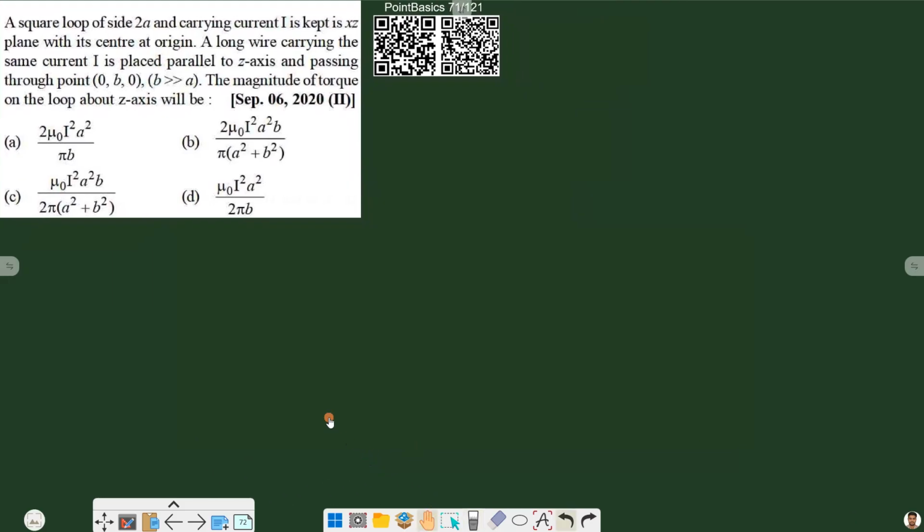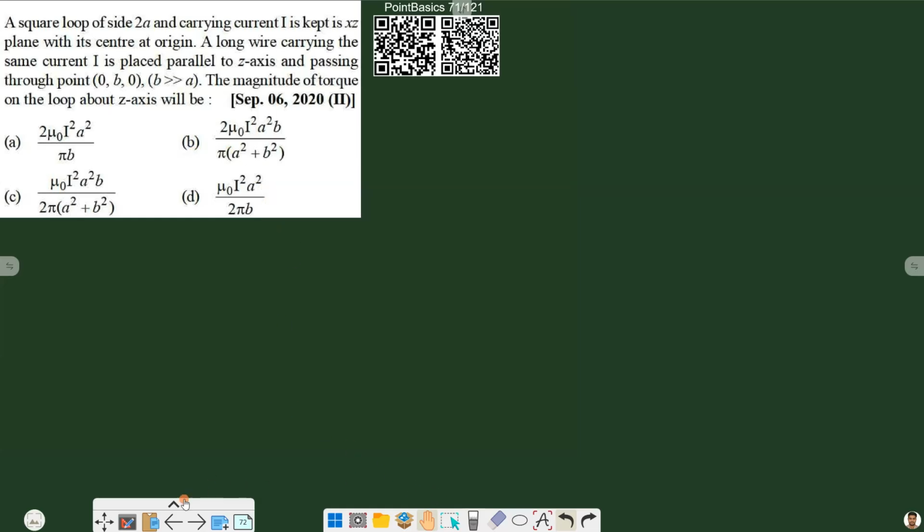So let's slide it down slightly. A square loop of side 2A carrying current I is kept in XZ plane with center at origin. A long wire carrying the same current I is placed parallel to Z axis and passing through point 0, B, 0. B is greater than A. Magnitude of torque on the loop about Z axis will be.